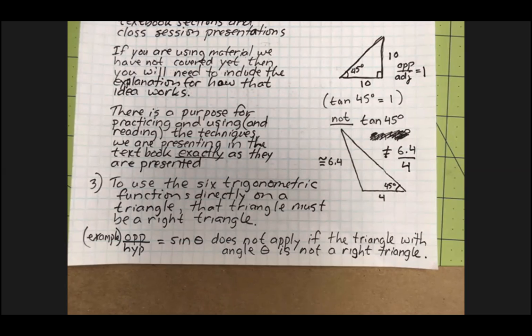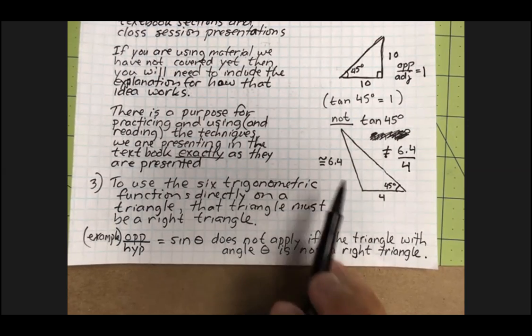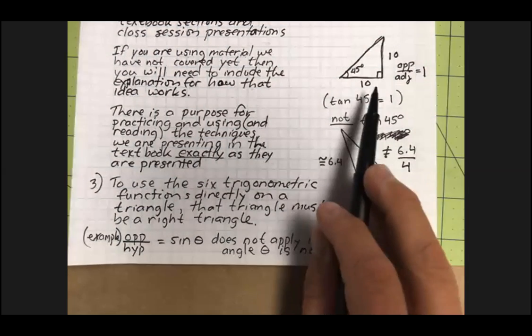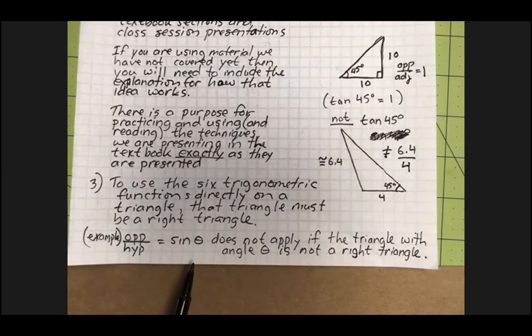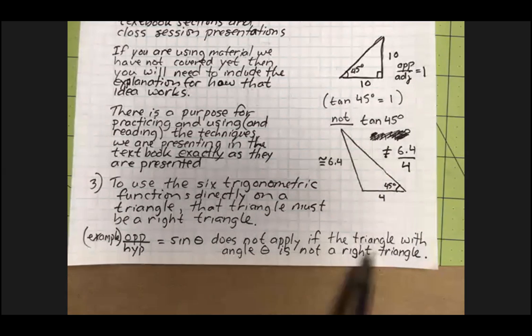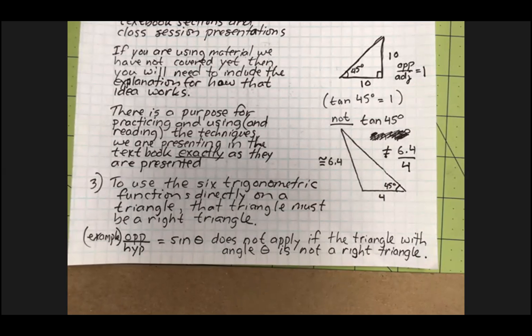Okay, so do not say sine, cosine, tangent, secant, and use sides opposite, adjacent, or hypotenuse unless you're physically talking about a right triangle. You can't say the sine of theta is opposite over hypotenuse if you do not have a right triangle.